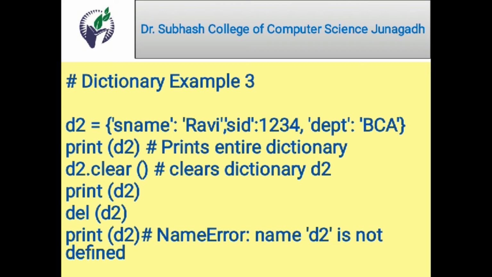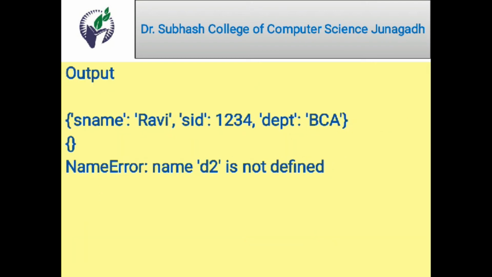So you will get a name error: name D2 is not defined. Why? Because we have deleted it. So the output is: first, the entire dictionary; second, an empty dictionary; then an error. Let's check the outcome. First, the entire dictionary. Second, an empty dictionary, again enclosed in a pair of curly brackets with no element inside. And last, the name error: name D2 is not defined, due to del D2.